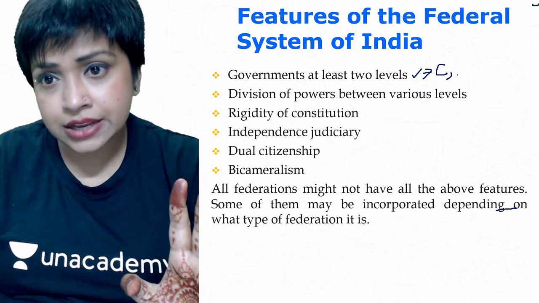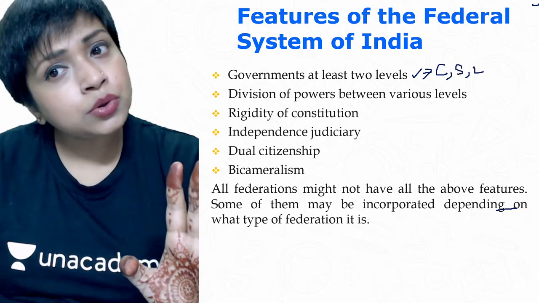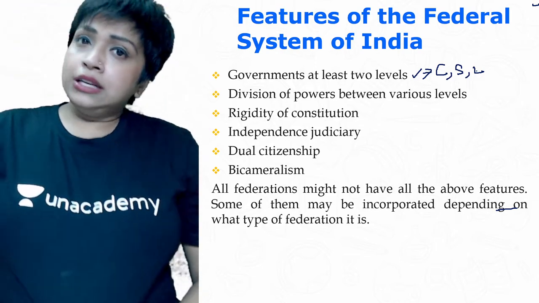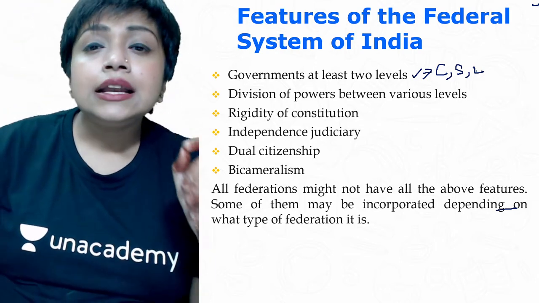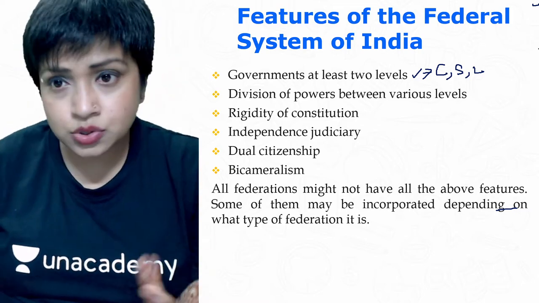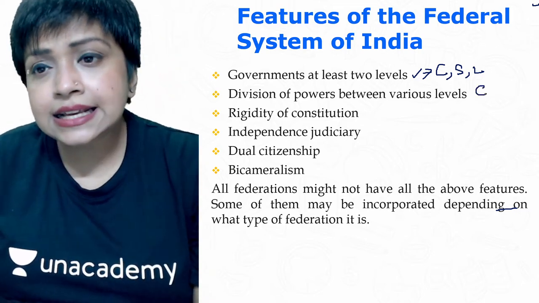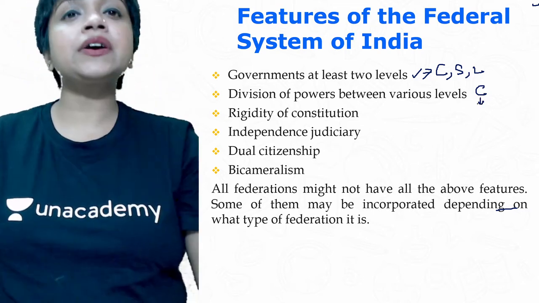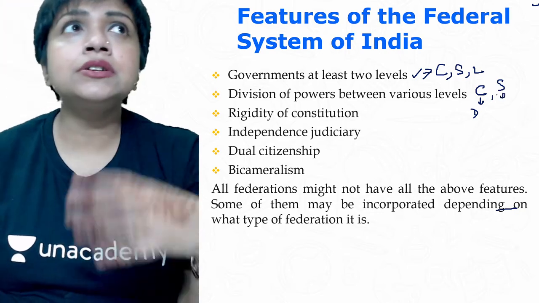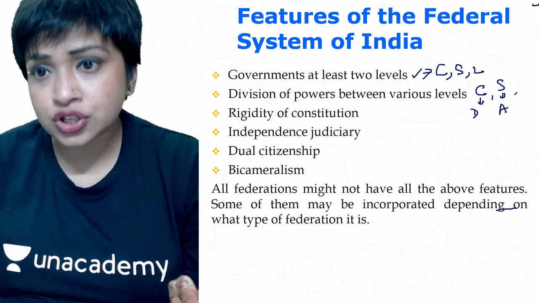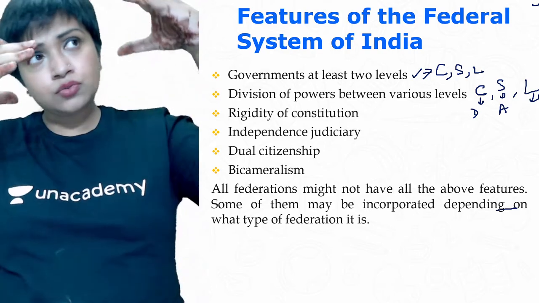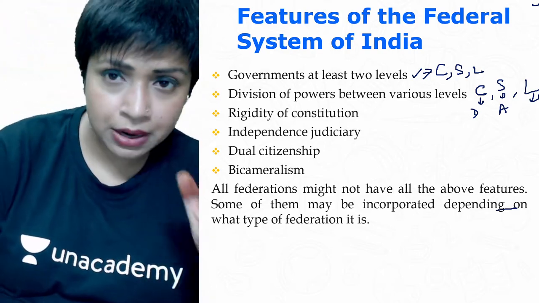We have the central level, the state level, and also the local level, correct? So we at least have government in two levels. Next is distribution of power between different levels. That also we have, because as I have said, the center has specific powers. For example, they look after the defense. The state has separate powers. They probably look after agriculture. The local level has different powers.